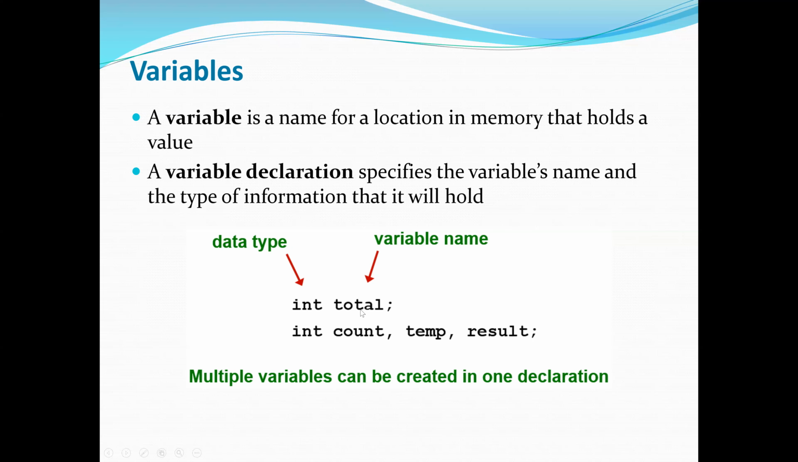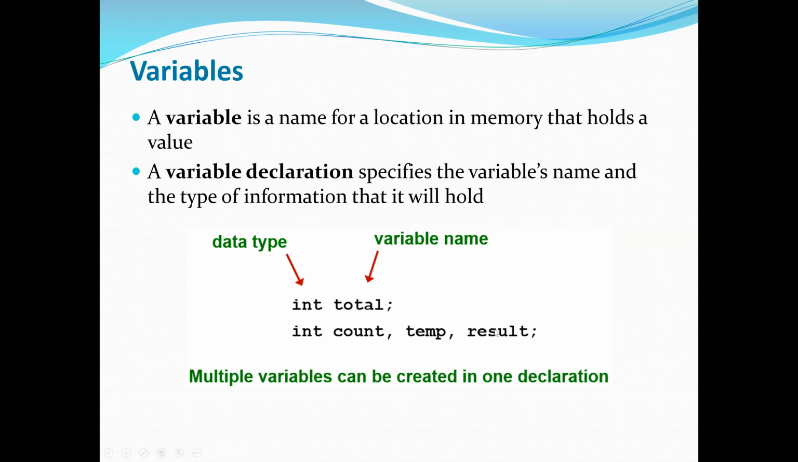We have int total. Now, if I'm declaring three variables and they are all the same data type, I don't need to write int count, int temp, int result. We can just write all the variables in one line. So int count, comma, space, temp, comma, space, result. So here we say multiple variables can be created in one declaration.